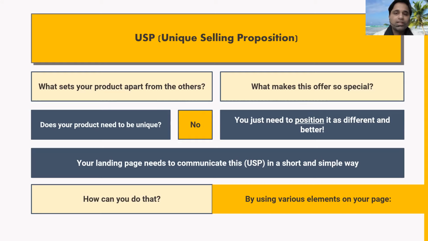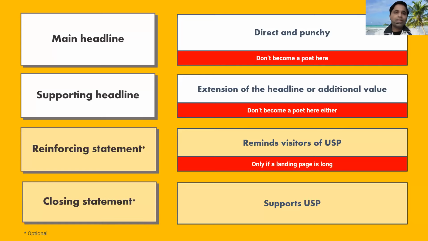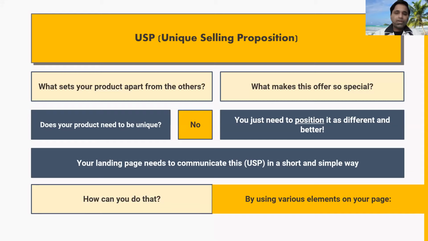There is Amazon, there is Flipkart also, there is Snapdeal also. So you need to position your product differently. Your landing page needs to communicate this USP in a short, succinct, simple manner. So how can you do that? By using various elements like these. That is the copy. Your copy should be very good on your landing page.